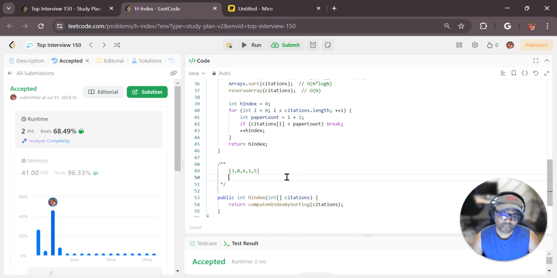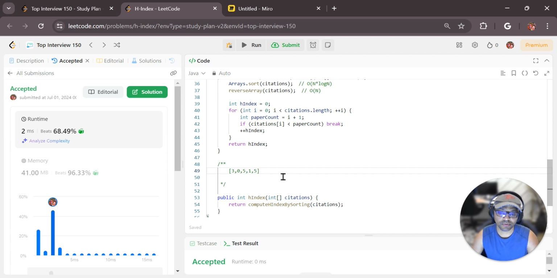Okay, so remember the maximum number of citations. In this case it's 6, right? The maximum citations is 6. That being more than the number of papers doesn't really matter because this could have easily been 5, right?